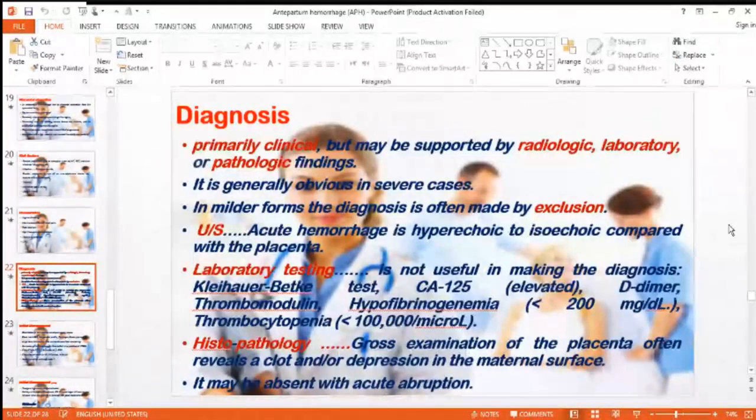Some of you have heard about the Kleihauer-Betke test, I expect. In the Kleihauer-Betke test, we put an acidic solution on the blood that came from the cervix and examine it under the microscope. If we add an acidic solution, what will happen? There will be destruction of the maternal RBCs easily, but the fetal RBCs are different: they have fetal hemoglobin, which is resistant to acidic media.